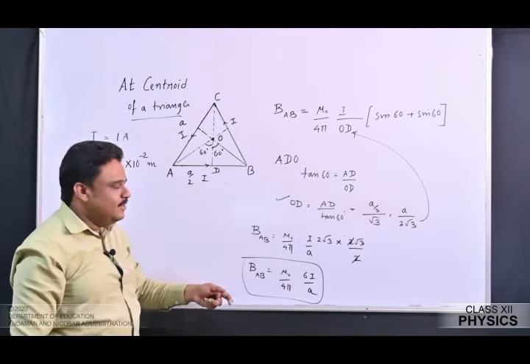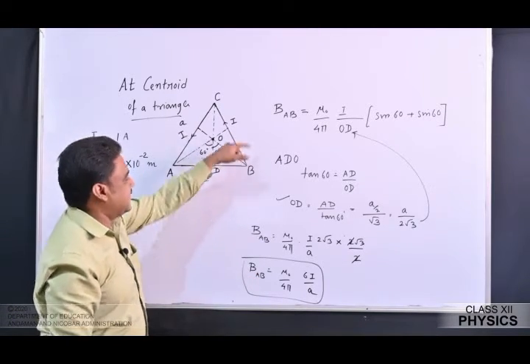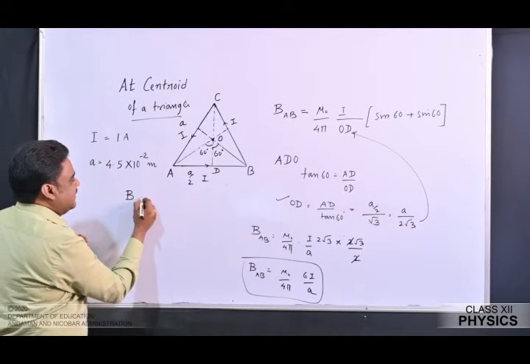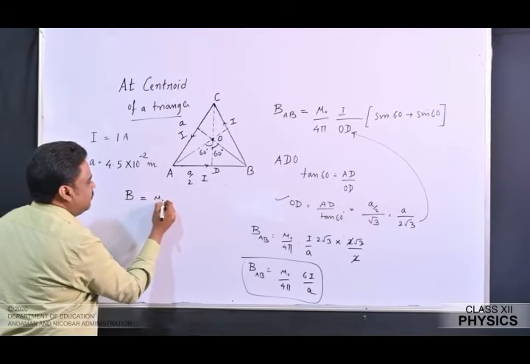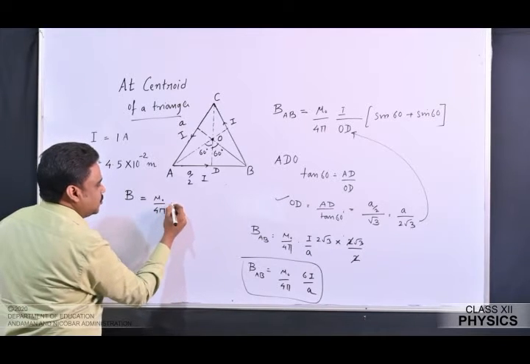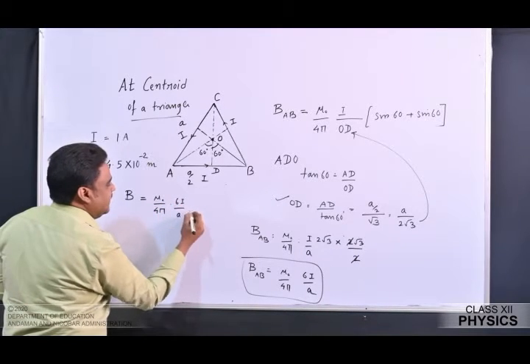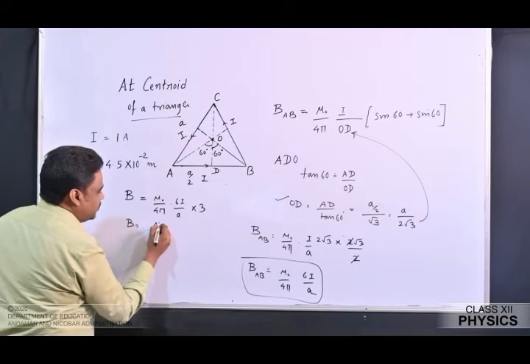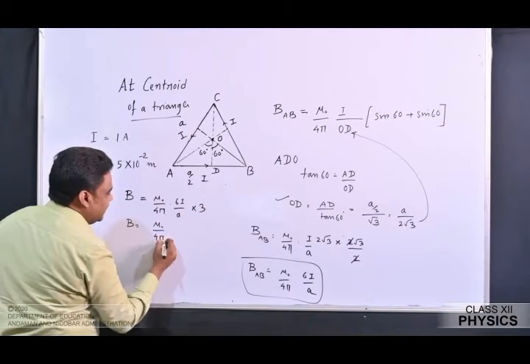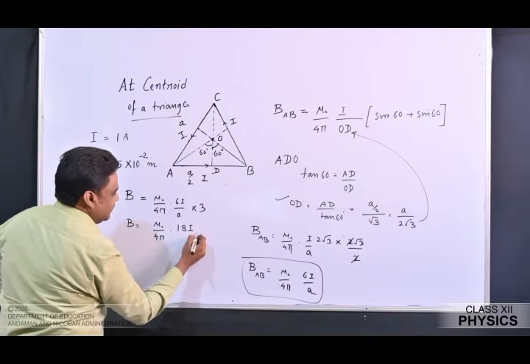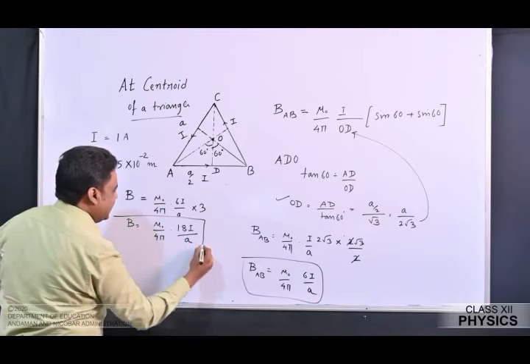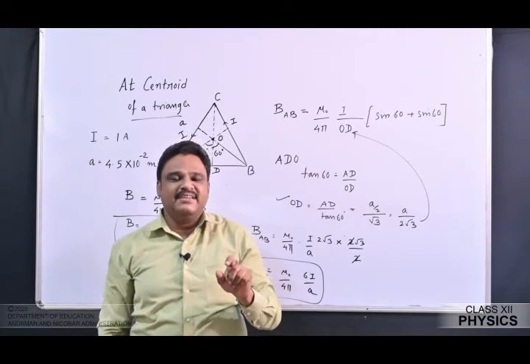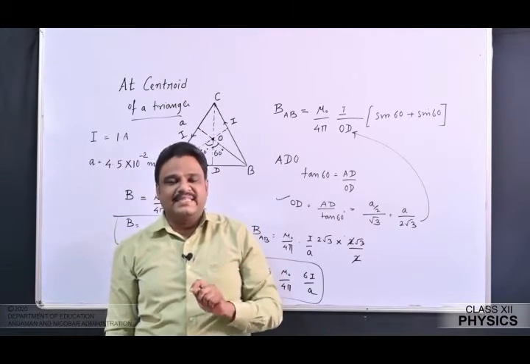But already I said, the total contribution will be 3 times. So what will be the final value I can write? The magnetic field at the centroid will be mu naught by 4 pi into 6I by A into 3. So it becomes B is equal to mu naught by 4 pi 18I by A. 6 3s are 18, 18I by A. So this is the generalized formula for the magnetic field at the centroid of an equilateral triangle.